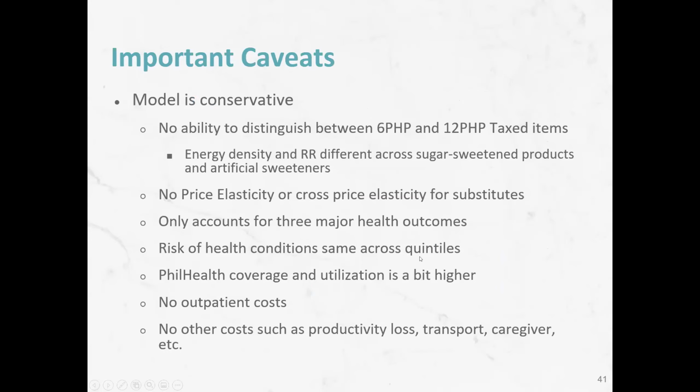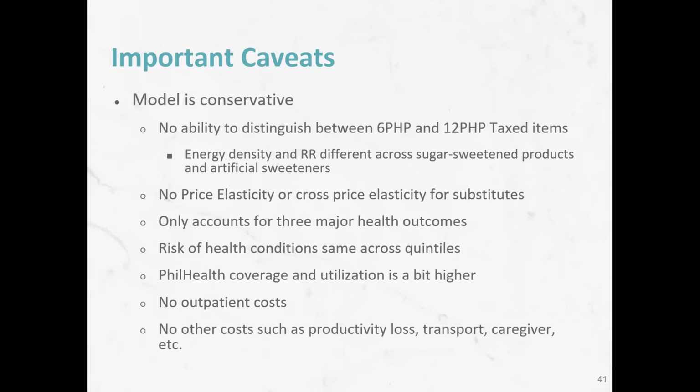Our research had several limitations. Our model was very conservative. We did not distinguish between which were the 6 peso and the 12 peso items. We did not have price elasticity for the Philippines. We had to use estimates from other countries, and we did not model people switching from sugar sweetened beverages to chocolate milk for children and switching from SSBs to beer for the adults, so that we could not do. And we could only look at the 3 major health outcomes. There are other health outcomes that are affected by obesity, and we could not look into those.